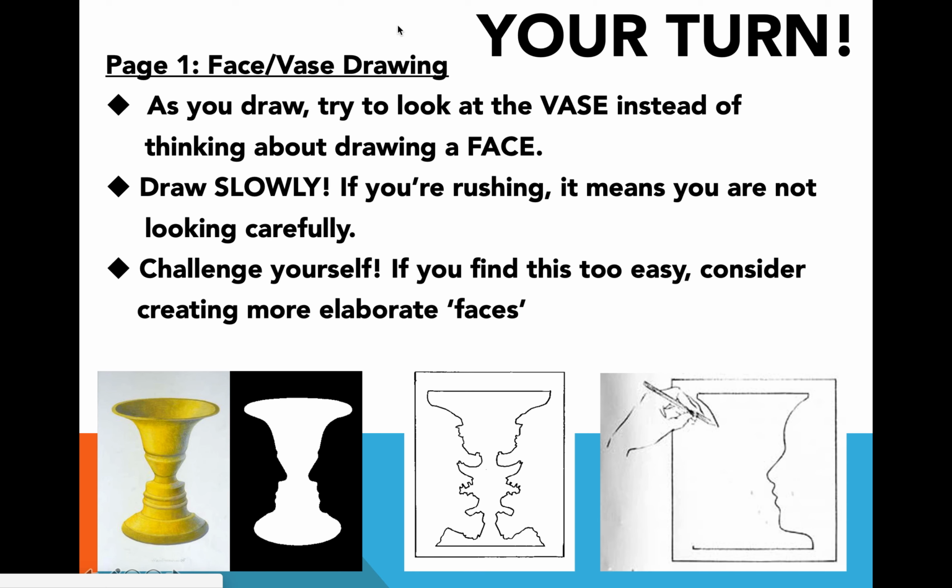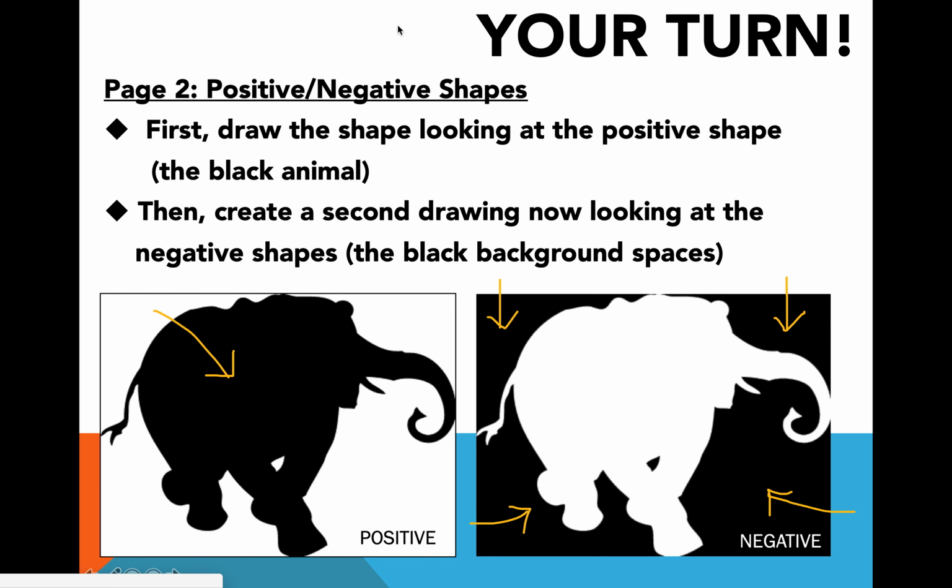The other thing we'll be trying also with positive and negative shapes this week is drawing some animals. So I have some pictures for you that you'll be getting with your sketchbook in a couple days. I'll have you look at the positive shape first. So for example, in this image, the black elephant on the left would be the positive shape. So you would practice kind of just doing the outline of an animal like that.